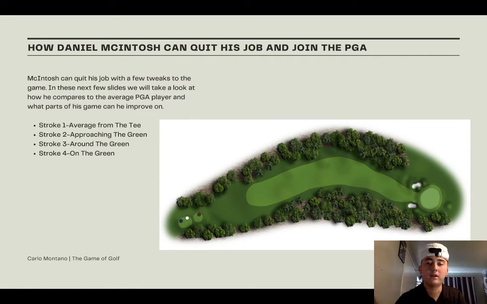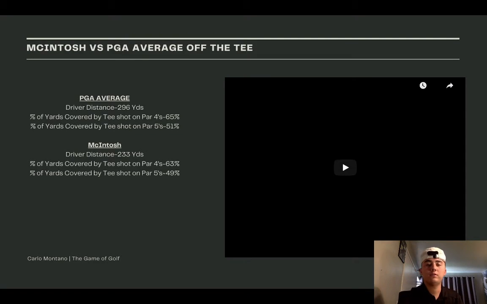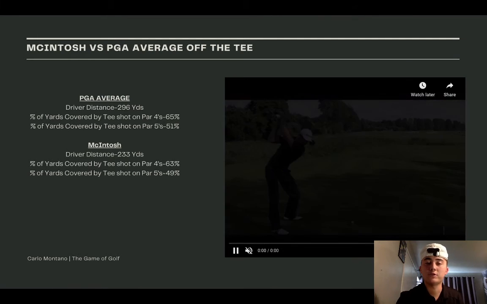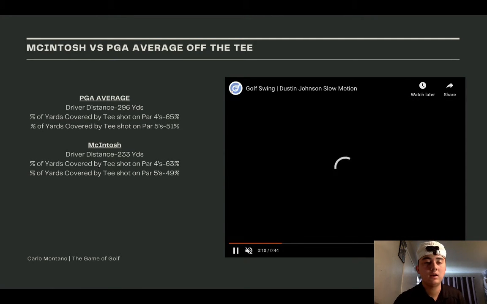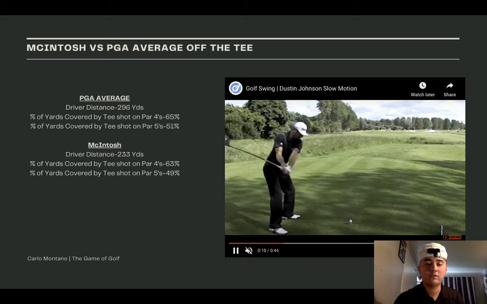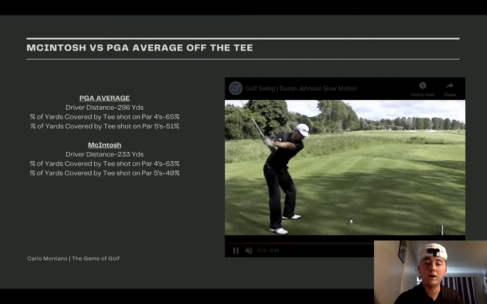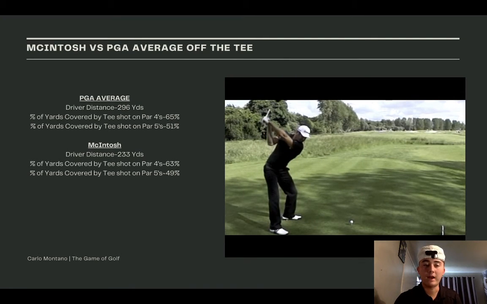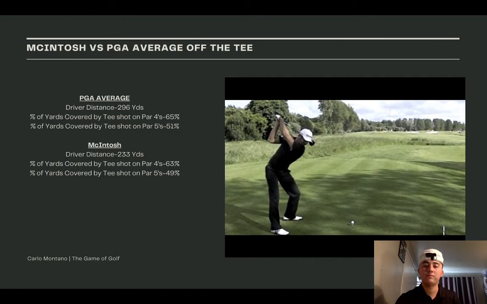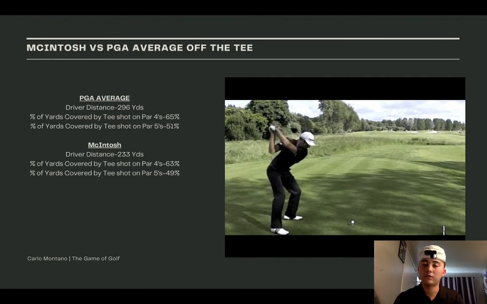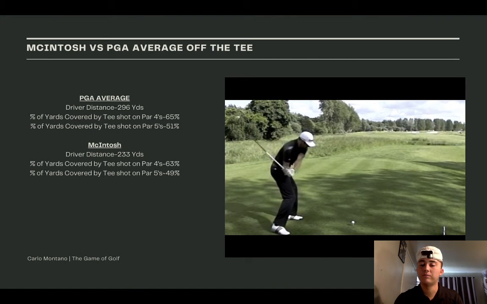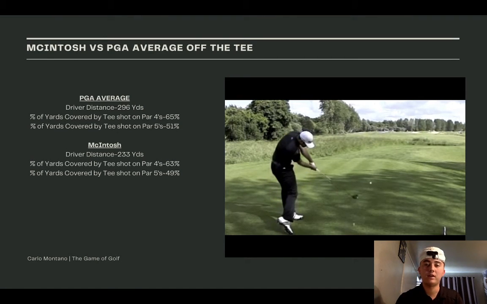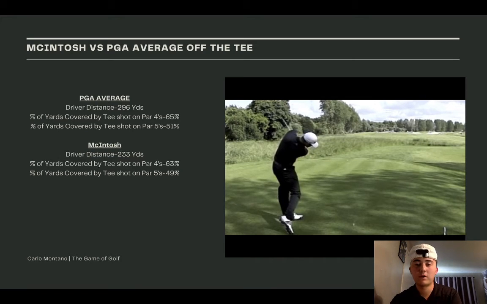So we're going to take a look at everything we just looked at and where it compares to the PGA. Macintosh versus the PGA average off the tee, so the driver. His driver is about 60 yards less, but like I said, accuracy, percentage of yards covered by tee shot, is about the same. So that's really all that matters. Maybe he wanted to hit it a little less just so he could keep that mark.